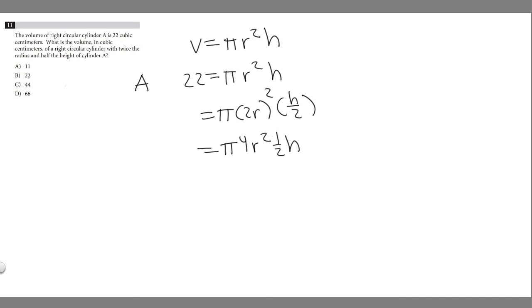And so this 1/2 and 4 we can move out front. So it just becomes 4 times 1/2 times pi r squared times h. And so 4 times 1/2 is just 2. So 2 pi r squared times h.